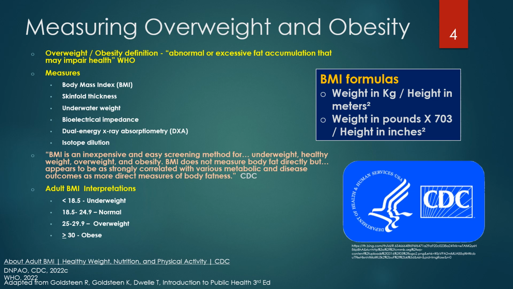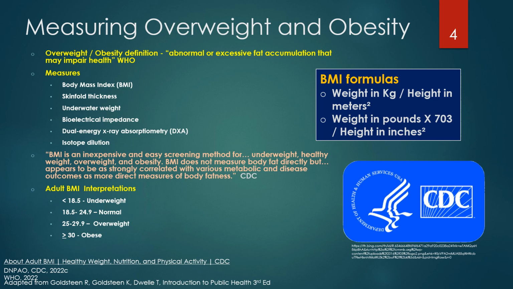The BMI, though not as accurate as more expensive measures, is the most common measure of overweight and obesity used globally. The CDC states that BMI is an inexpensive and easy screening method for underweight, healthy weight, overweight, and obesity. BMI does not measure body fat directly, but appears to be as strongly correlated with various metabolic and disease outcomes as more direct measures of body fatness.